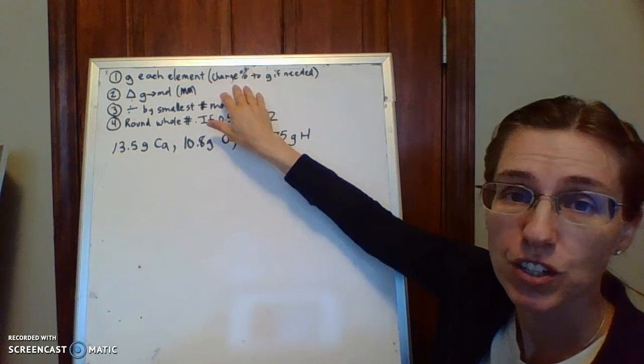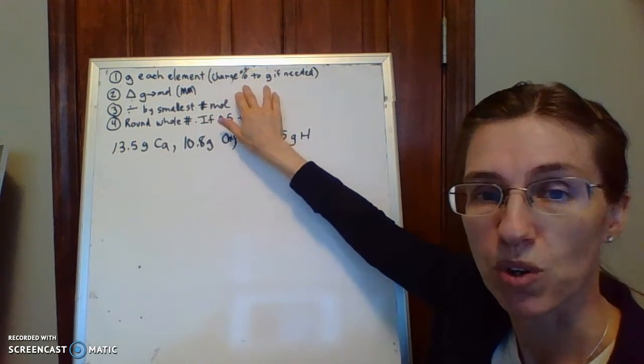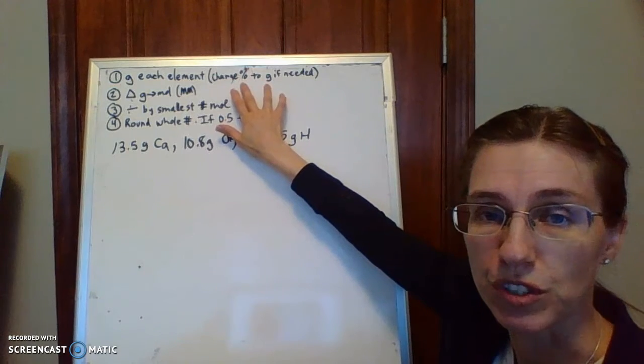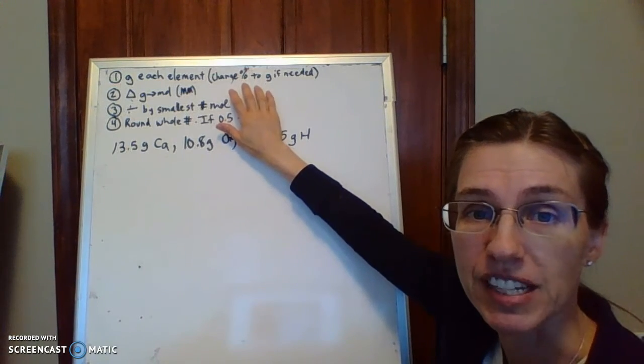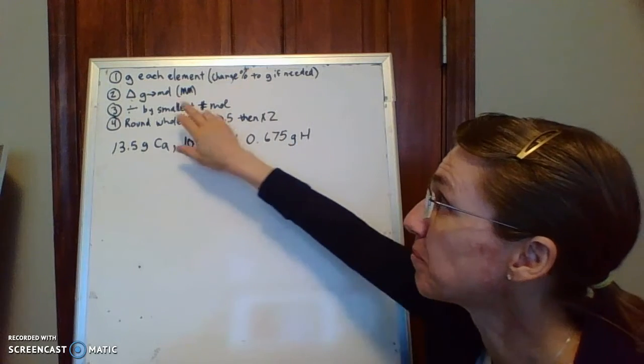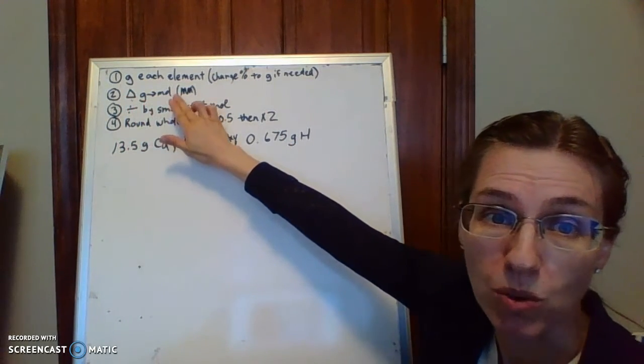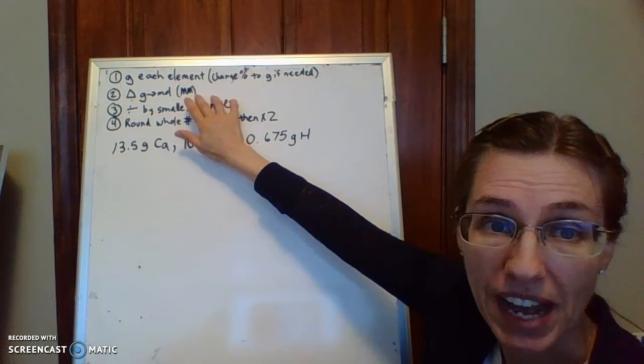If it is a percentage, we'll change that percent sign to grams, assuming we've got 100 grams total sample, and we'll just then do the calculation from there. Our second example will show you this so you know how to handle it. Then we change, that little delta sign means change, our grams into moles. We know how to do that. We know our molar mass.